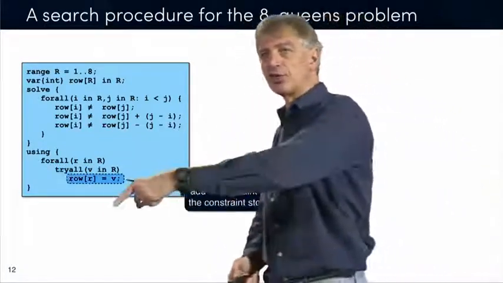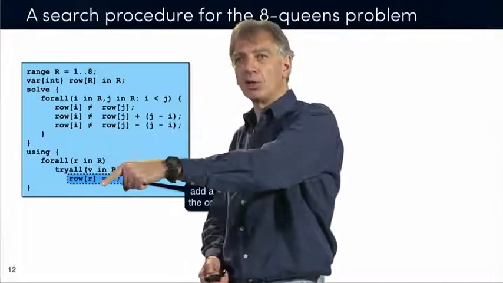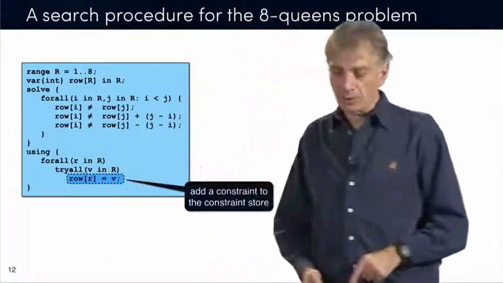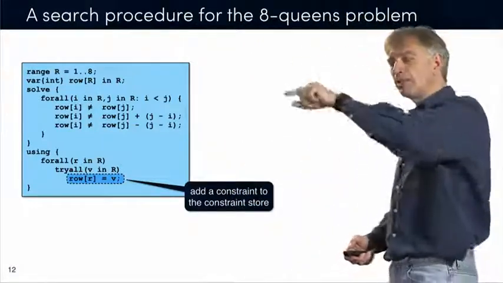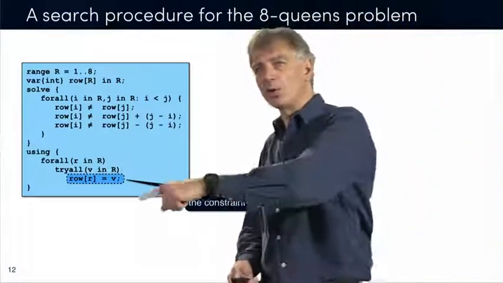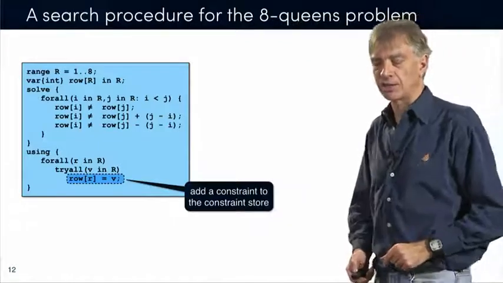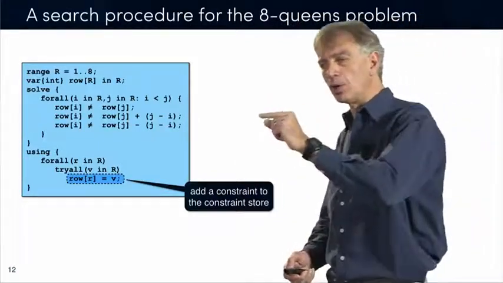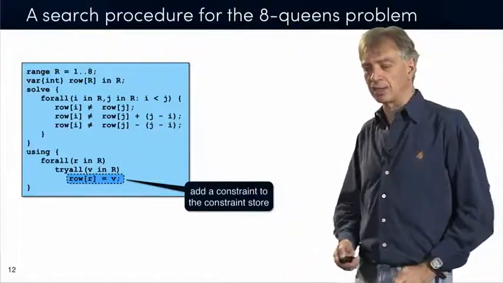The last thing that you see in this is that as soon as you have selected a value for the variable, you are going to add a constraint to the constraint store, stating that that variable is assigned to that value. So that's three components that we'll see in a lot of the search procedures in this lecture. You start by iterating over the variables, you non-deterministically choose a value for them, and you add the constraints inside the constraint store.